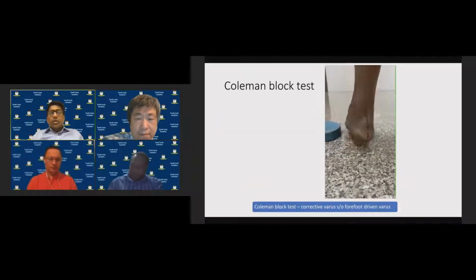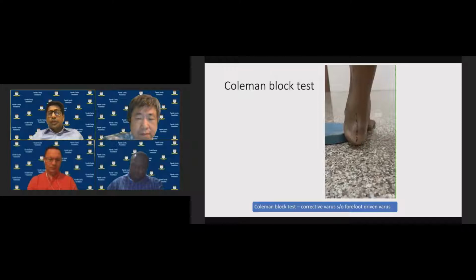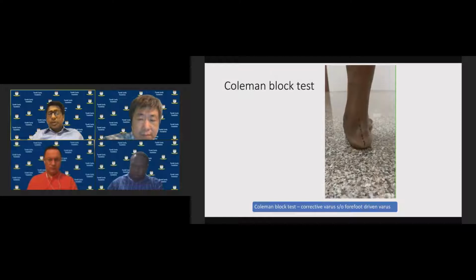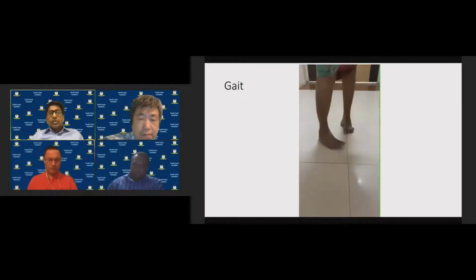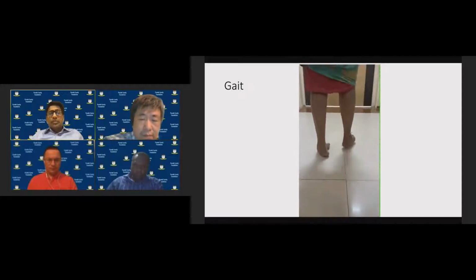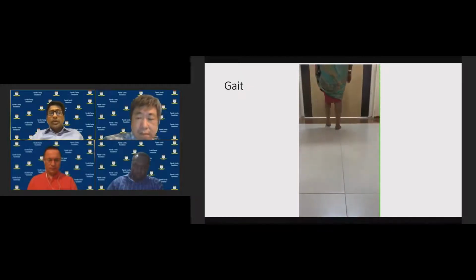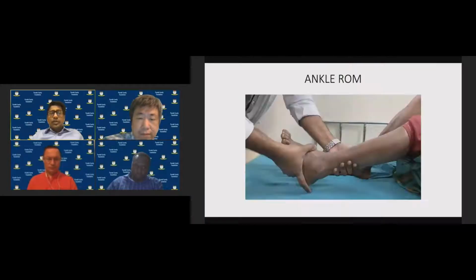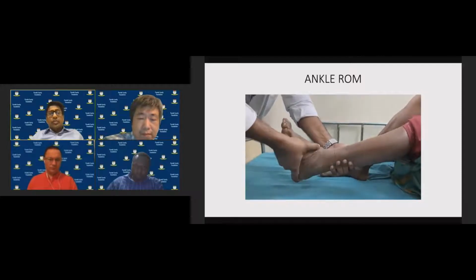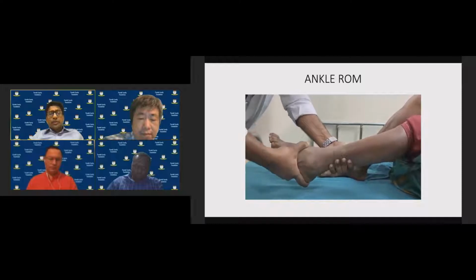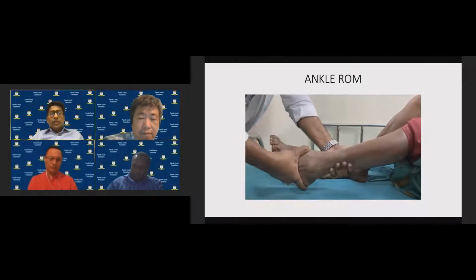We did a Coleman block test. It shows correction of the hindfoot, which shows that it is a forefoot-driven cavus foot, not a subtalar-driven cavus foot. That is her walking. From the front, it is obvious she has a lot of cavus and varus, and from behind, it is very obvious she has a lot of heel varus too, along with the cavus and the adduction of the forefoot. That is the range of movement she has. She has only around 20 to 40 degrees of plantar flexion. There is no dorsiflexion even passively, and there is no active dorsiflexion too.